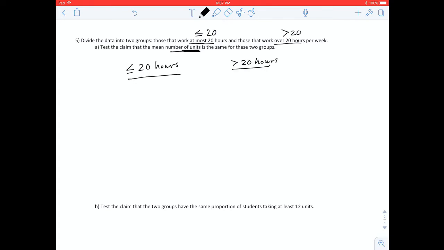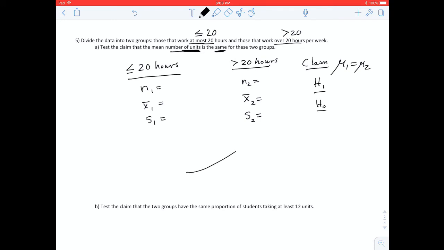And then from those two lists, you would find out what's the sample size, what's the mean, and what's the standard deviation. For list number 2, what's the sample size, what's the mean, and what's the standard deviation. Then you would write down the claim, which is that it's the same for the two groups. So mean 1 equals mean 2. Write down H sub 1, write down H sub O, and then draw the beautiful bell-shaped curve.